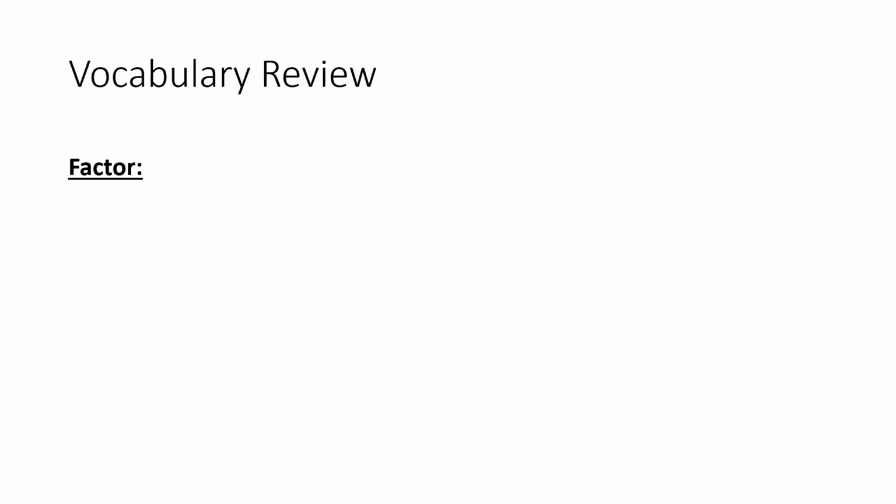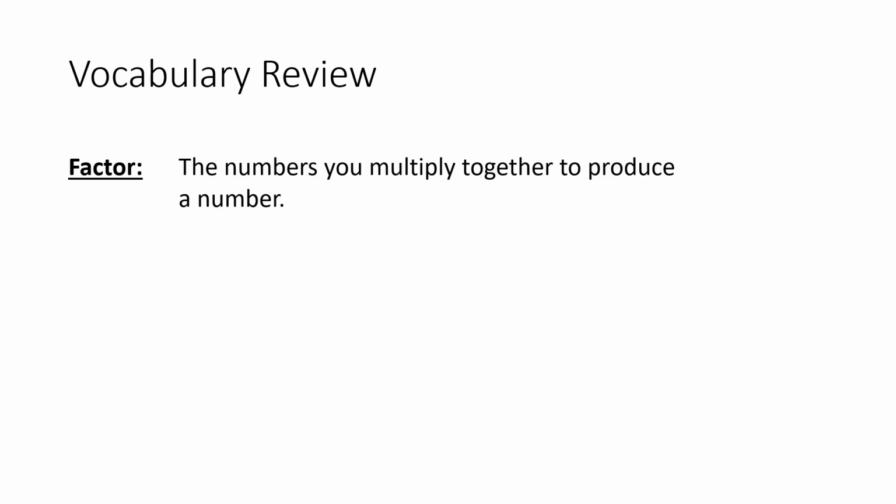Our first vocabulary word is factor. Factors are the numbers you multiply together to produce a number. For example, 2 times 3 equals 6. So 2 and 3 are factors of the number 6.